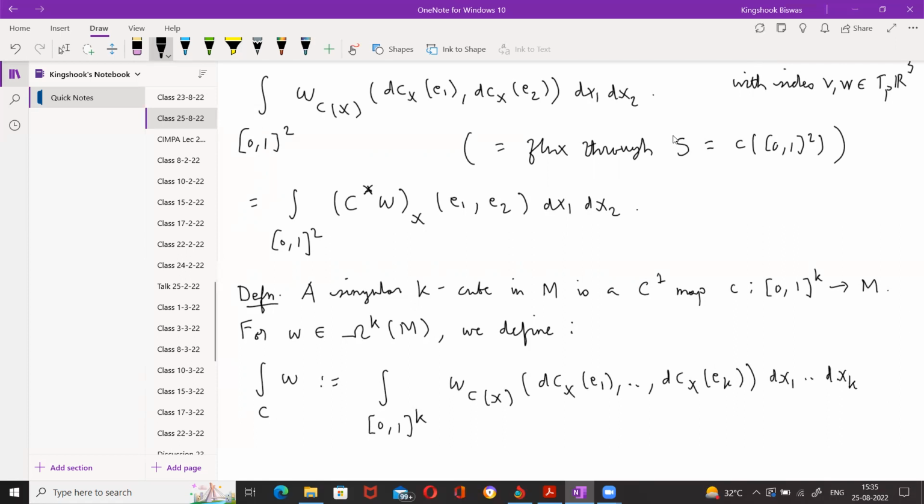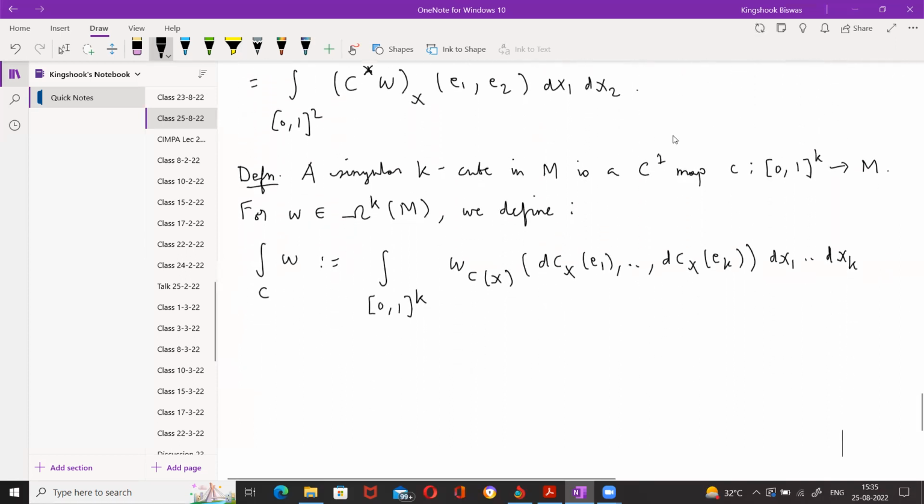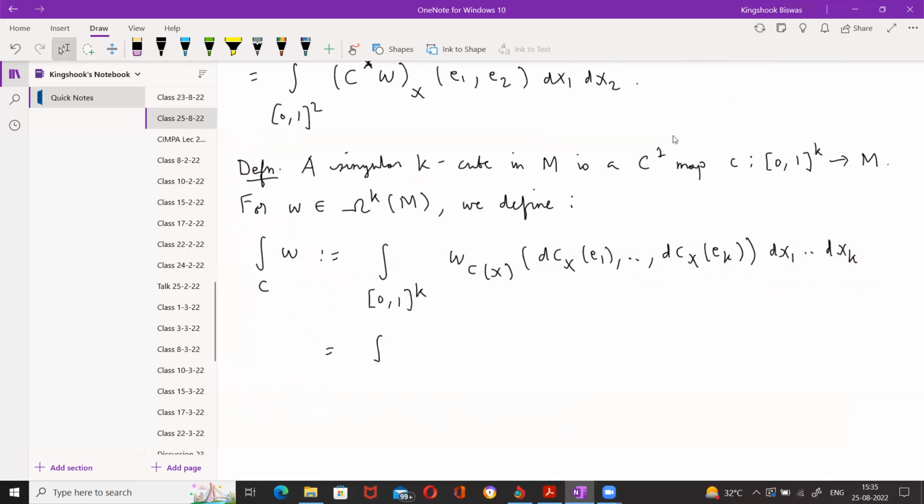So this is the same thing as the integral over [0,1]^k of c star omega at the point x of e1 to ek, dx1 ... dxk. Is this clear? Yes, sir. Okay.